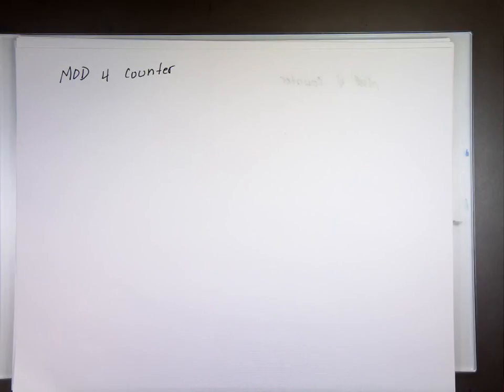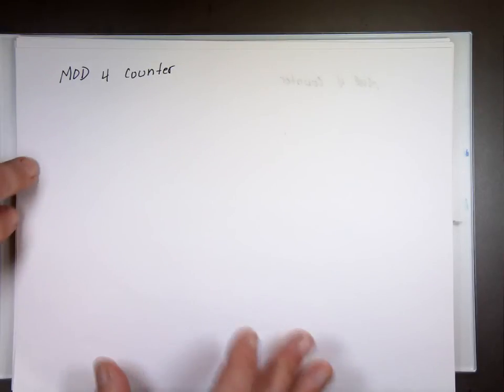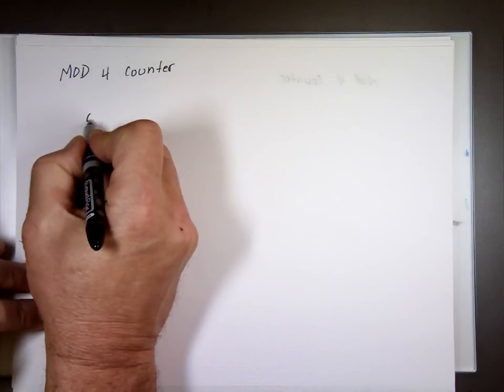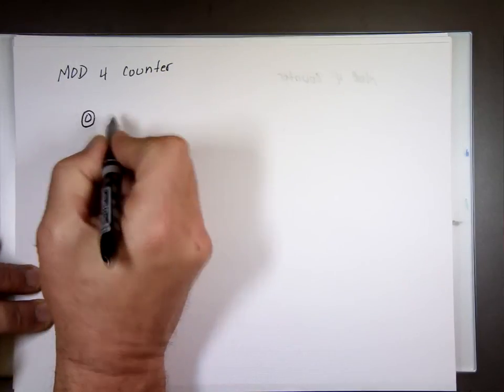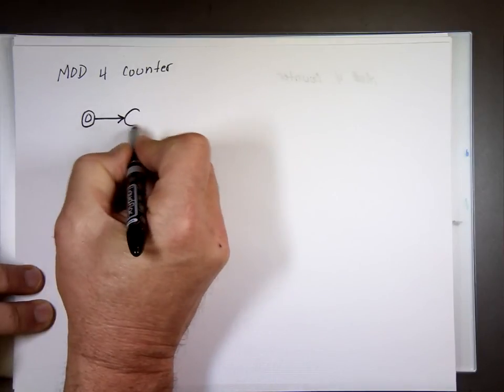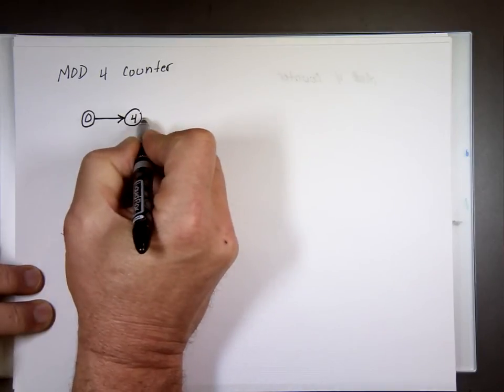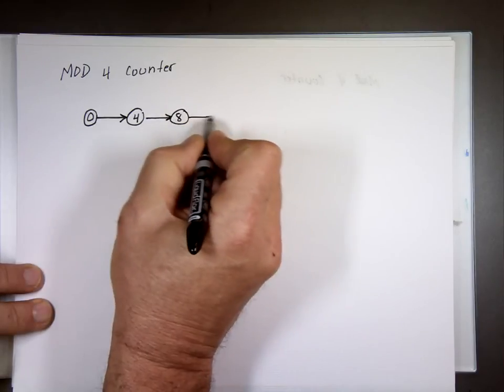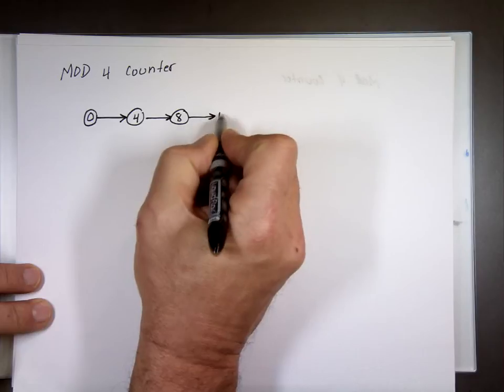Mod 4 counter. What does that mean? It counts by 4. So if we start with 0 initially, next state is going to go where? What's 4 more? That's 4. Next state, 8. Next state, 12.